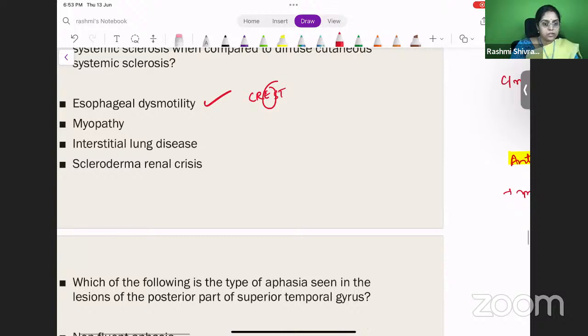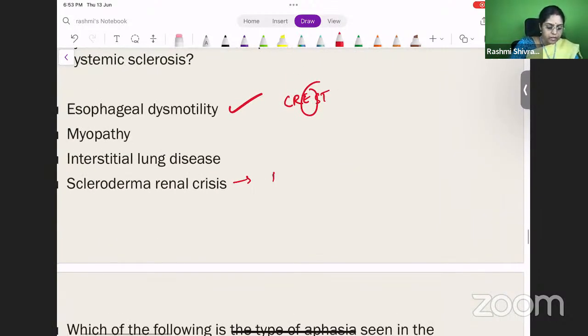So one thing about scleroderma renal crisis. What happens in this patient? The patient will have a very high BP, sudden BP elevation along with an AKI, and the patient will also have microangiopathic hemolytic anemia, right? The BP will become so high that you will have findings on the fundus also, and there can be hypertensive hemorrhages also. So this is scleroderma renal crisis.